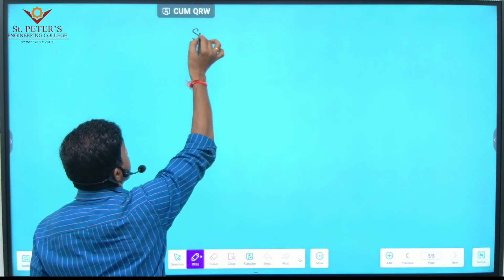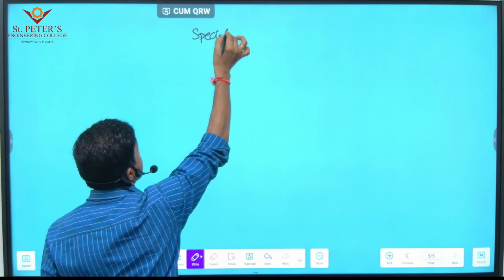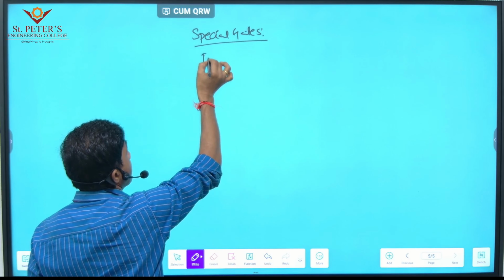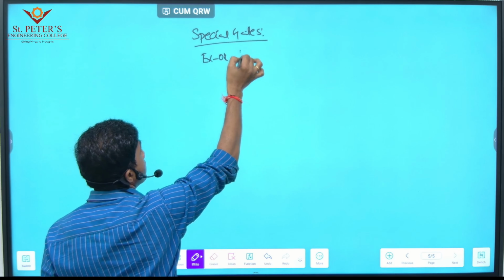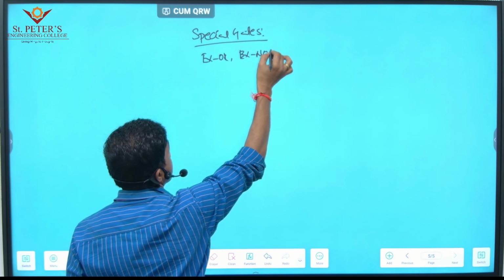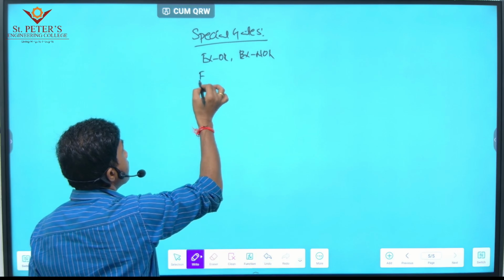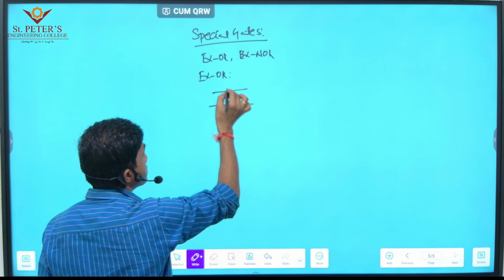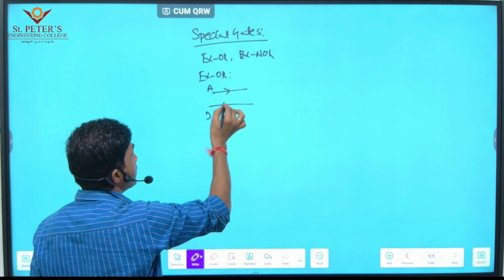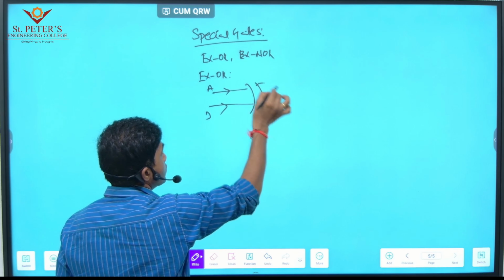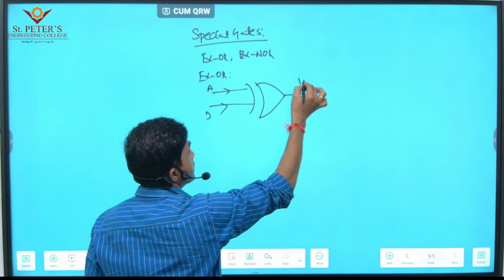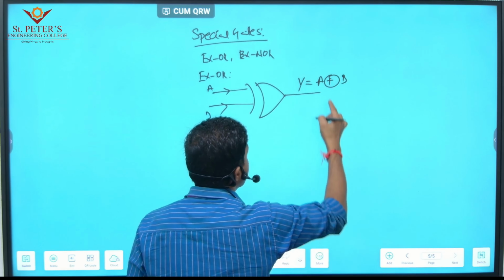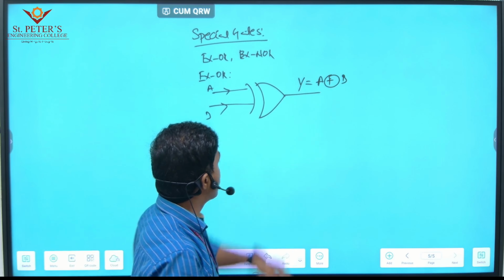Next, the last one is special gates. In special gates we have two types, XOR and XNOR. Let us see XOR first. The symbol of XOR gate is this. A is the input and B is the next input. So this is the symbol of XOR gate. The relation between your input and output is Y is equal to A XOR B. A circle on your plus symbol indicates your XOR operation.